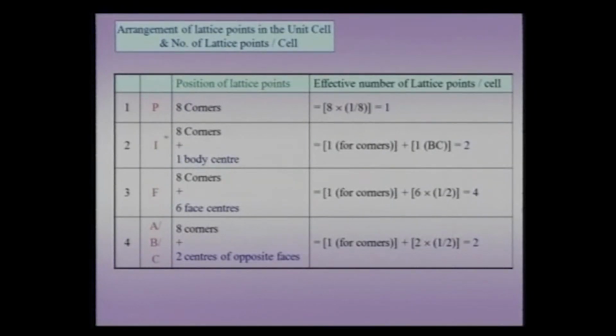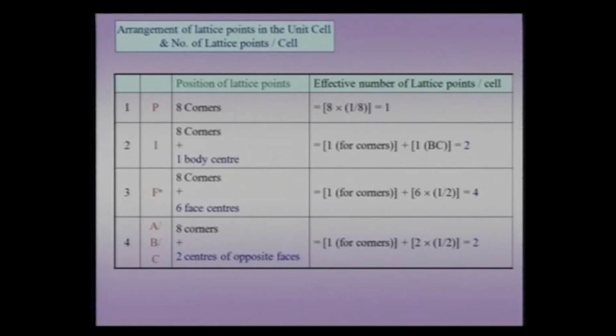In the case of the body centered lattice, the 8 as before give a contribution of 1, which are the ones located at the vertices of the unit cell. There is one which is completely included within the unit cell, which gives a contribution of 1. Therefore, all body centered lattices have a contribution of 2 lattice points per cell.